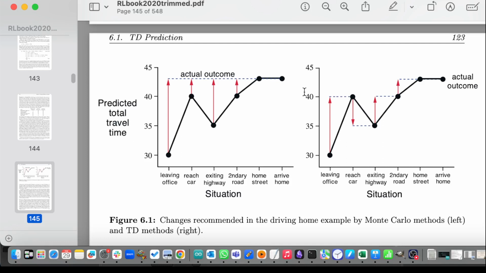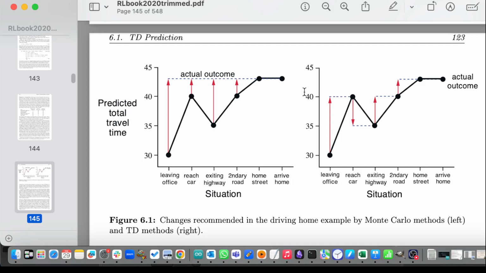Yeah? So let's say you're going from leaving office to reaching car. And between the Monte Carlo versus this temporal difference approach, right, we're updating the reaching car, or we have information for what the estimated value should be at reaching car. So we're estimating some value from that to leaving office. But for reaching car, yes.